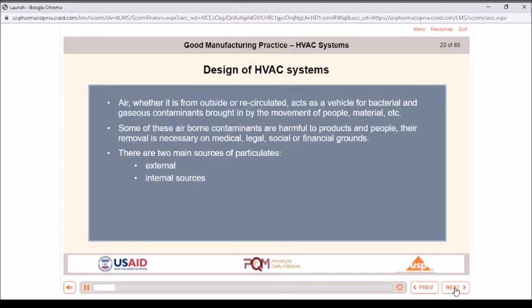Design of HVAC systems. Air, whether it is from outside or recirculated, acts as a vehicle for bacterial and gaseous contaminants brought in by the movement of people, material, etc. Some of these airborne contaminants are harmful to products and people. Their removal is necessary on medical, legal, social, or financial grounds. There are two main sources of particulates: external and internal sources.